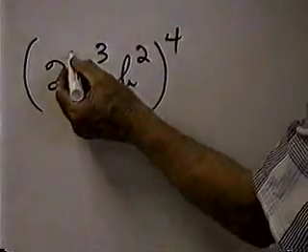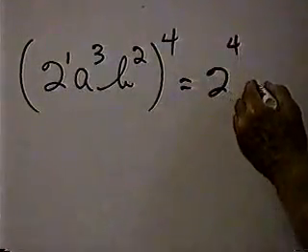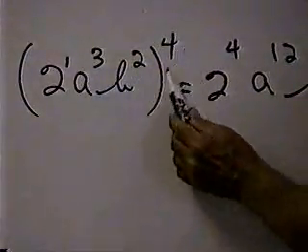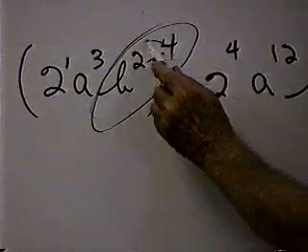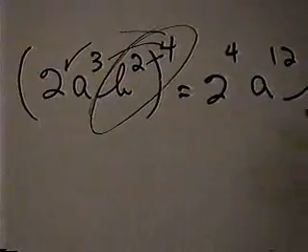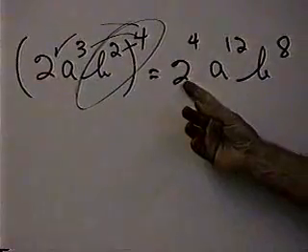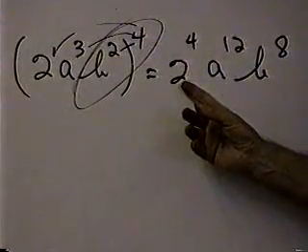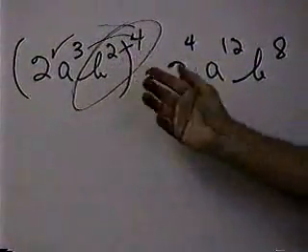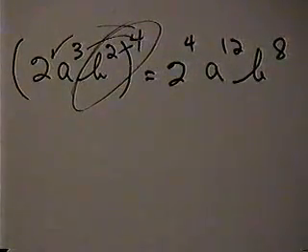Okay, this is 2 to the 1st power. So our rule is it's 2 to the 4th, a to the 12th, b to the 8th. When you raise a power to a power, you multiply, you multiply, you multiply. Now your teacher may want you to rewrite this. This is just something you'll have to find out in your class. Teacher may want you to multiply this out and write it as 16. But the rule here, to remove the parentheses, you multiply powers and then you simplify if you need to simplify. All right, next example.